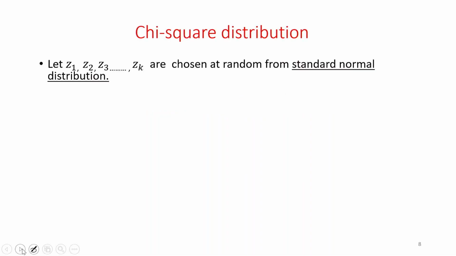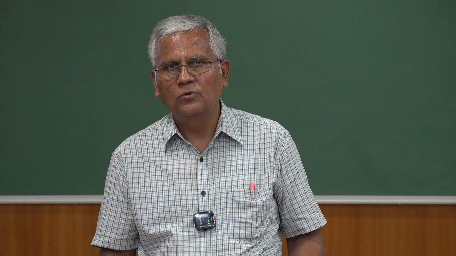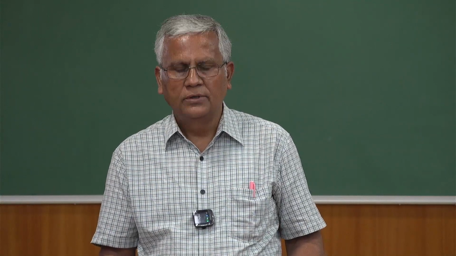The next distribution that is of importance to us is the chi-square distribution. Now, what is the chi-square distribution? We are going to discuss that now, and where this chi-square distribution is going to be used. You will find the use of chi-square distribution in many situations. So first we need to know what the chi-square distribution is.